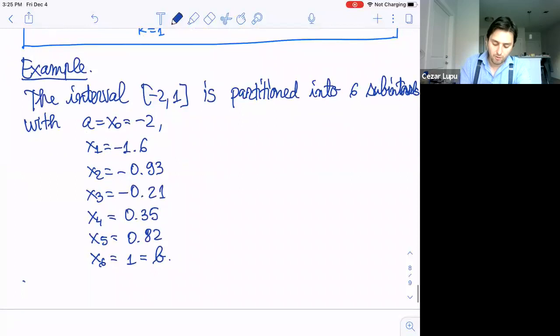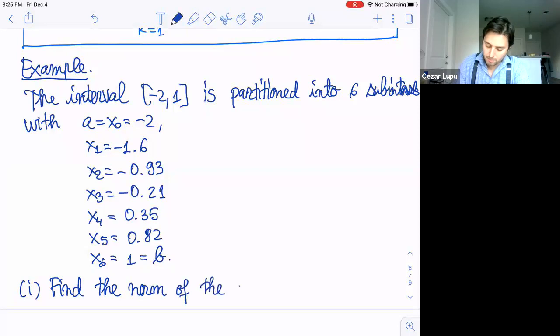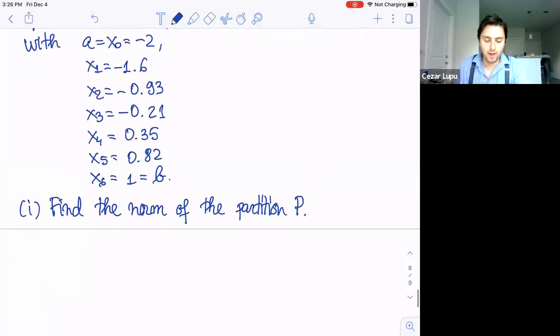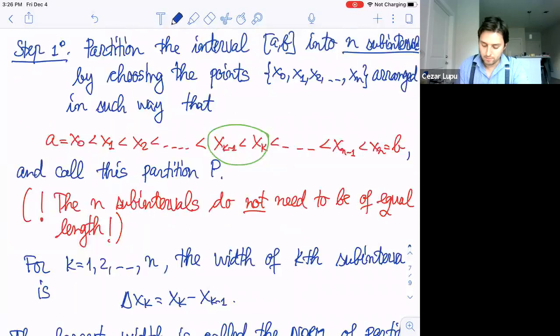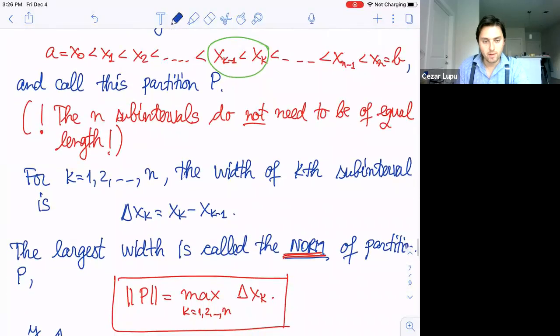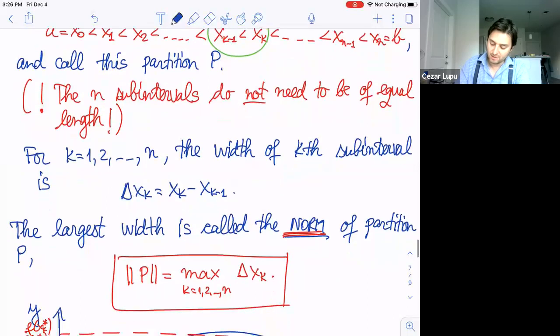But what I'm interested in, the first thing, is to find the norm of the partition P. Okay, that's the first task, and then we'll see what we would like to find. As you can see, if we go back, the norm of the partition P is nothing else than the maximum of each delta xk, so we need to compute a bunch of deltas. All right, so let's do it.